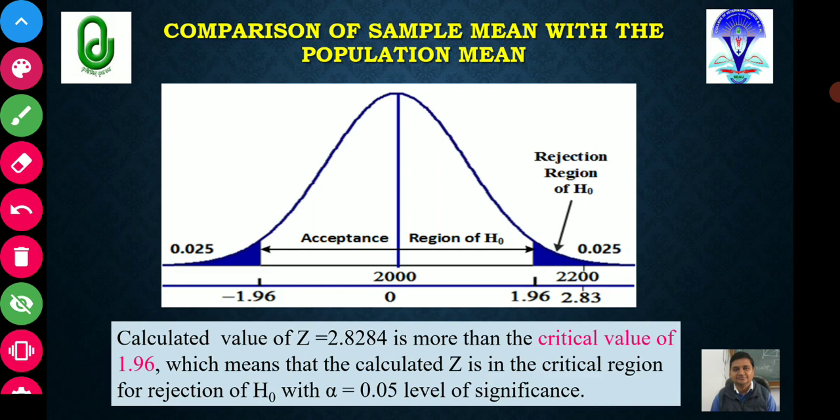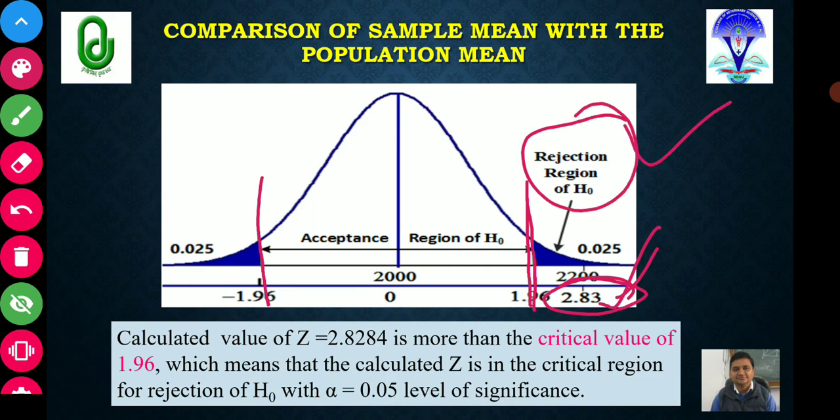Here you can see, 1.96 is the critical value, minus 1.96 and plus 1.96. Your value is 2.8284, which we will take approximately as 2.83. So, this is falling in the rejection region. This is the rejection region. So, this is falling in the rejection region. Now, you have to reject your null hypothesis.